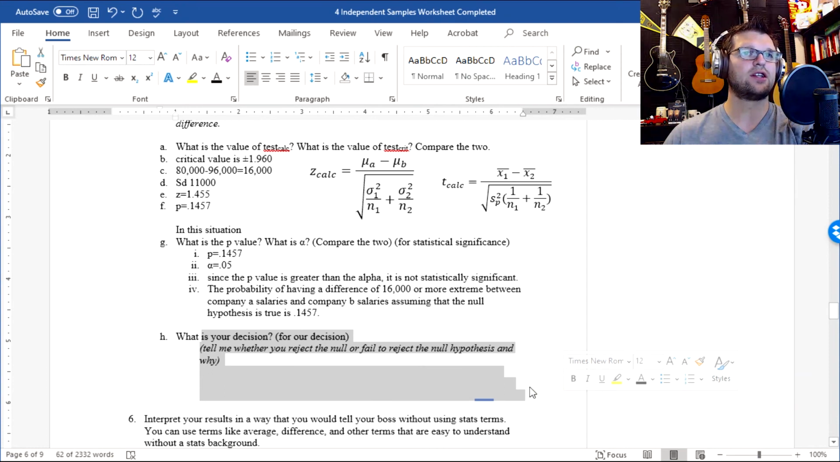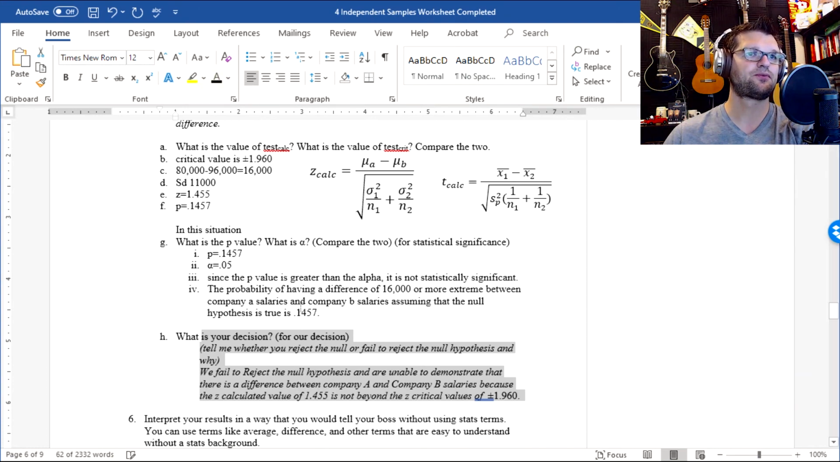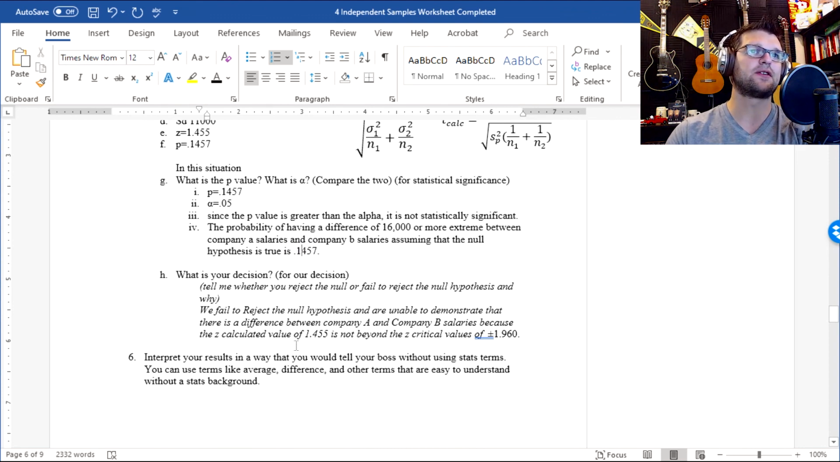So what is your decision? Tell me whether you reject or fail to reject the null. So what we're doing is we fail to reject the null hypothesis, and we are doing this because we are comparing the z critical value to the z calculated value, right? And because the z calculated value is not more extreme than the critical value, we're not going to reject the null. And so we fail to reject the null hypothesis and are unable to demonstrate that there is a difference between company A and company B salary because the z calculated value of 1.45 is not beyond the z critical value of plus or minus 1.96.